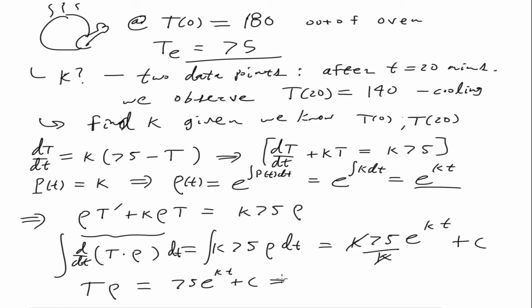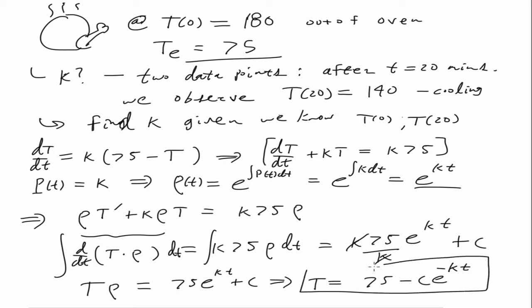Okay, and then all we have to do is solve for T, and we get 75 minus C e to the negative kt. So that is my general solution. So let's go to another page. I'm going to rewrite that general solution. T of t is equal to 75 minus C, which is our undetermined constant, that's our free parameter, e to the negative kt.